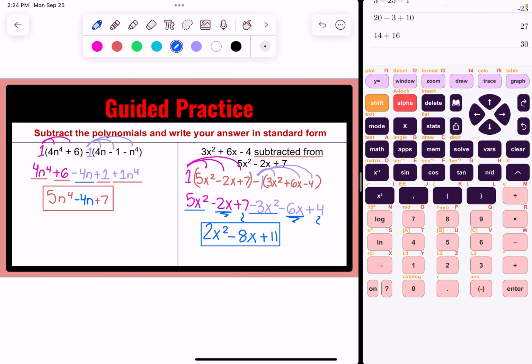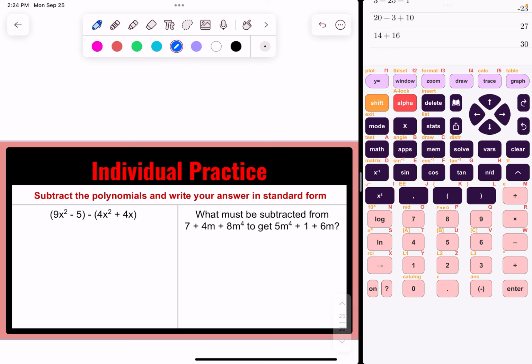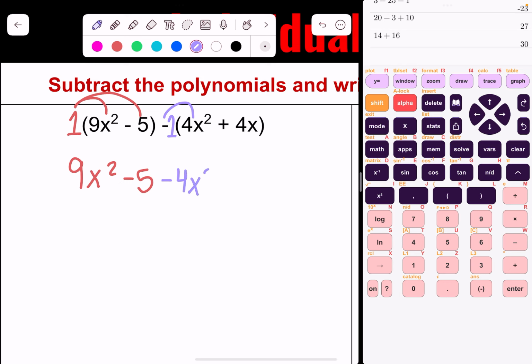Now, individual practice. I'm going to want you to pause and try these questions on your own. All right, let's look at this one. We have a 1 in front of this. So 1 times 9x squared is 9x squared. 1 times negative 5 is negative 5. Okay, now in front of the next polynomial, I have negative 1 times 4x squared, which is negative 4x squared. And negative 1 times 4x is negative 4x.